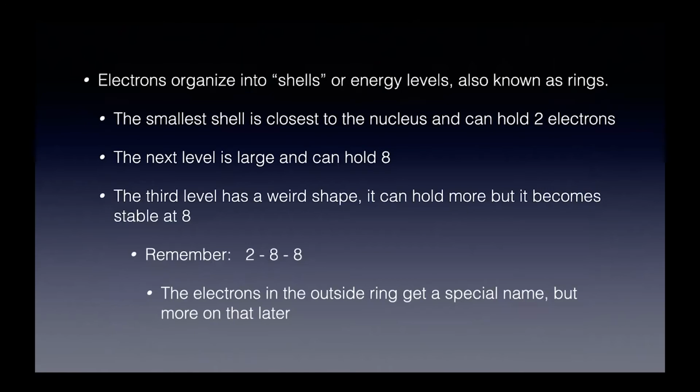All right, moving on. So the electrons, they organize into shells, also called energy levels. And then I'm going to often refer, or you're going to hear me talk about them as being rings. The smallest ring or the smallest shell is closest to the nucleus, and it can hold 2 electrons. The next level is larger, and it can hold 8. The third level actually has a really weird shape. And if you got into advanced chemistry, they would teach you about all the different shapes, and we're not going to get into that, but it has a weird shape. It can hold more, but it's stable at 8. So just remember the order that we go is 2, 8, and 8. The electrons in the outside ring get a special name, but we're going to talk more about that later.